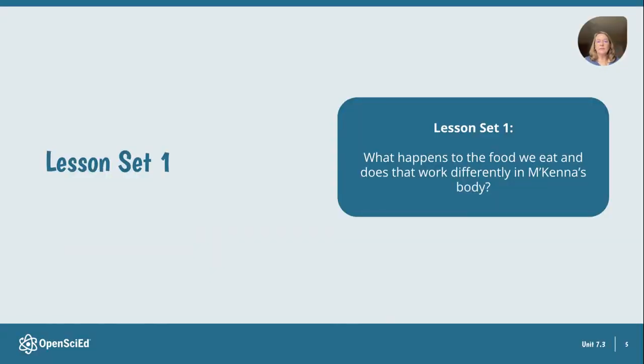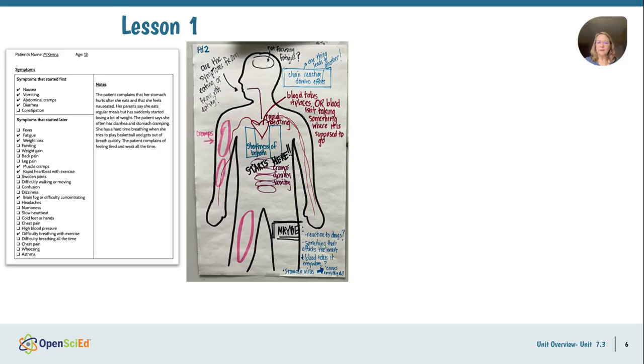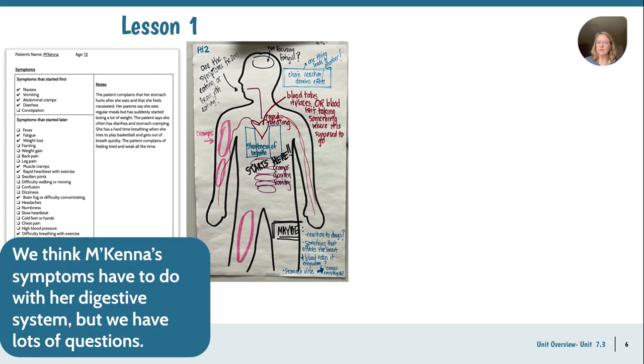Let's begin by taking a closer look at Lesson Set 1. In Lesson 1, our anchor, we hear from a girl named McKenna about some symptoms she's been having, and we read her doctor's note. Using this information, we develop initial models and ideas about what's happening in McKenna's body and what body systems we think are being affected. We identify related phenomena, generate questions for our driving question board, and brainstorm ideas for investigation. We're left thinking McKenna's symptoms have to do with her digestive system, but we have a lot of questions and want to know if there's any way to see if there's anything different inside McKenna's body.